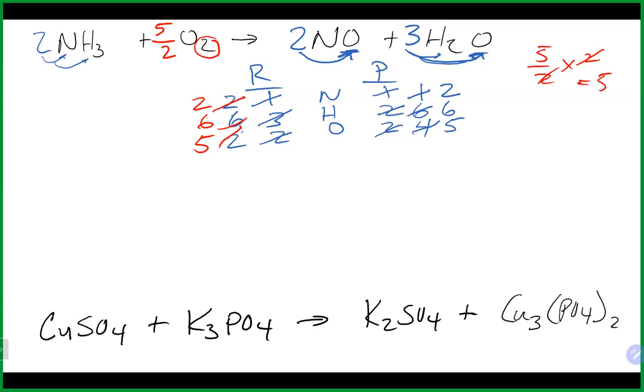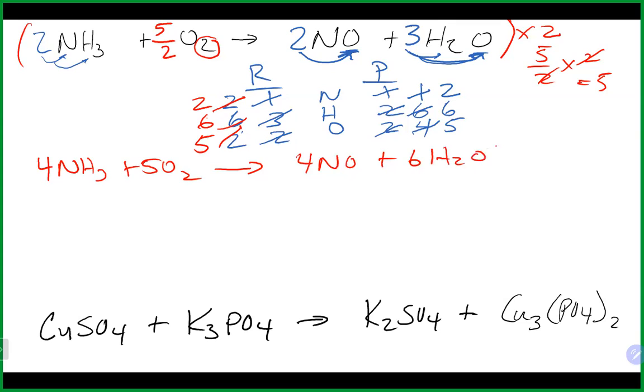Can I leave the fraction? I cannot. So we do need to clear the fraction, and we're going to multiply. I think they call that the denominator still. So we're going to multiply everybody here by the denominator, which is 2. And that would give us 4 of the NH3. That will give us 5O2. That will give us 4NO plus 6H2O in this case.